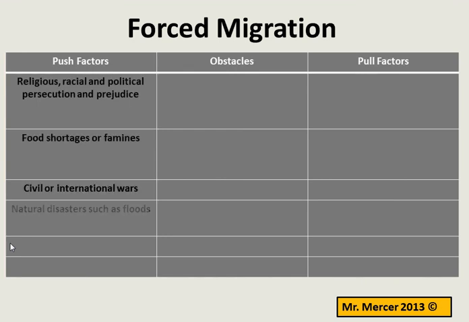You've got the push factors. Overpopulation leads to food shortages. Civil or international wars, of course, make life dangerous. Food shortages and famines. Religious, racial, or political persecution and prejudice.